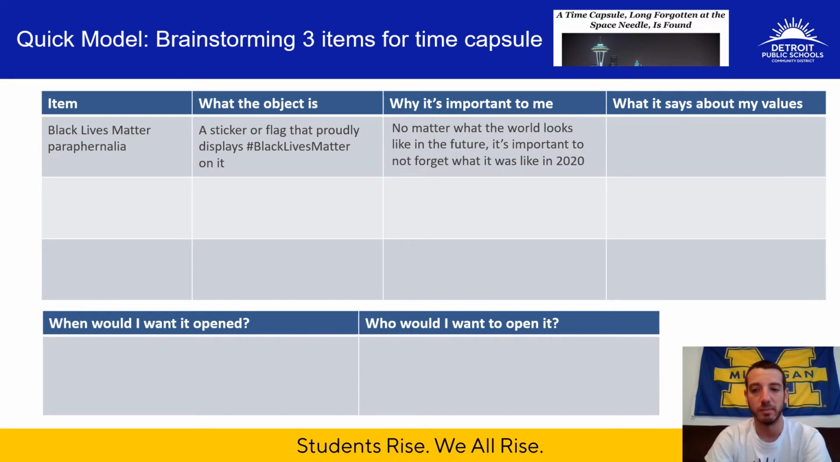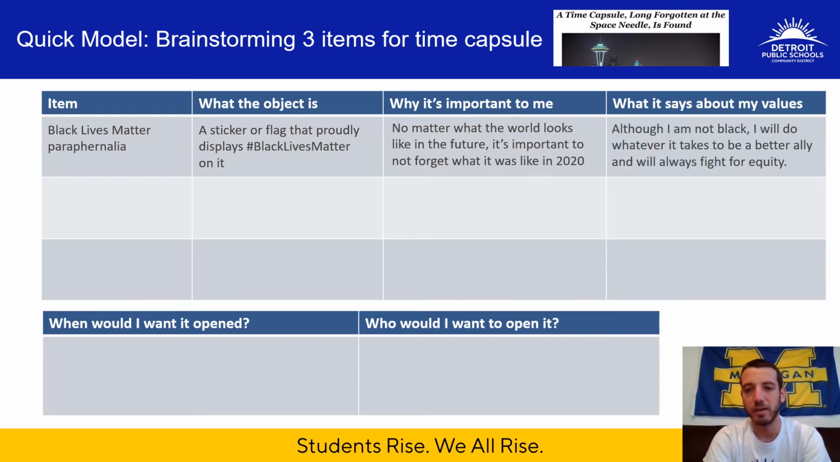And I would not want to lose sight of what the world was like in 2020. And I feel like a Black Lives Matter paraphernalia of some sort, like a flag or sticker, would remind me of that. And even in like 30 years from now, if racial equity is achieved, it's important to remember what our past was like so we don't make those same mistakes again.